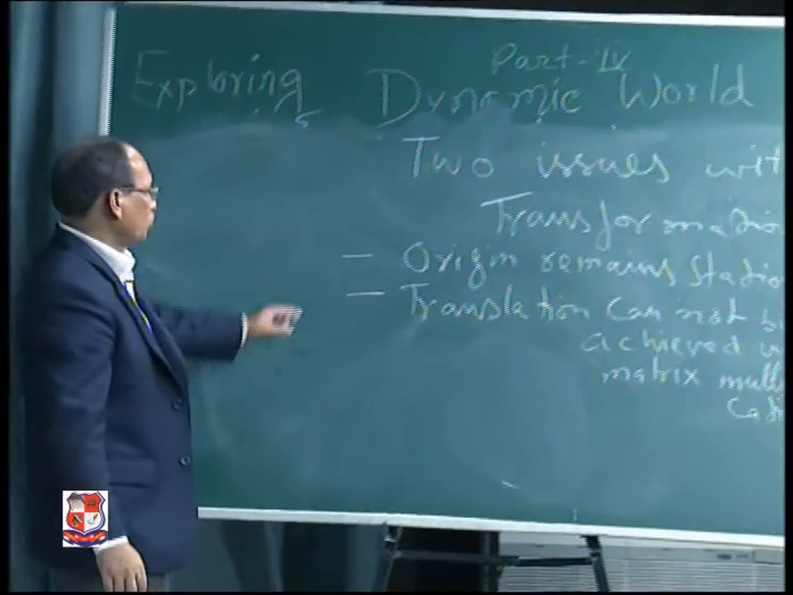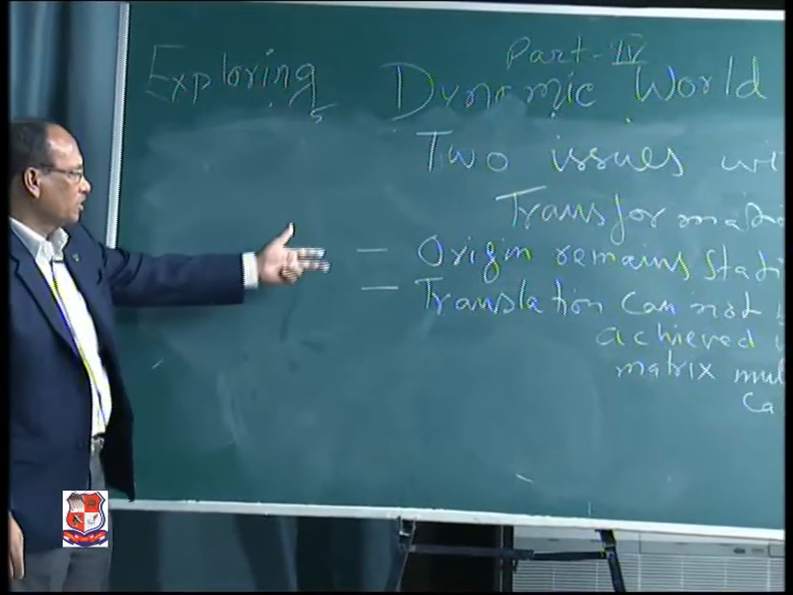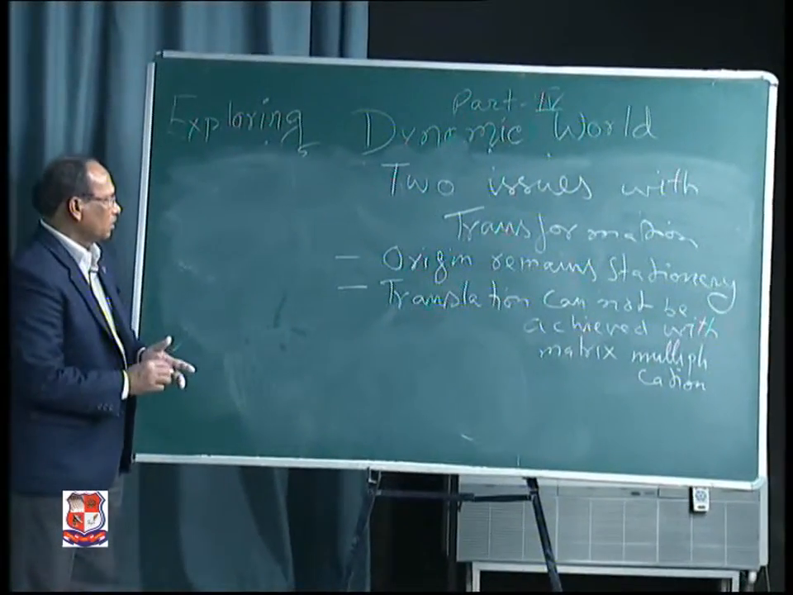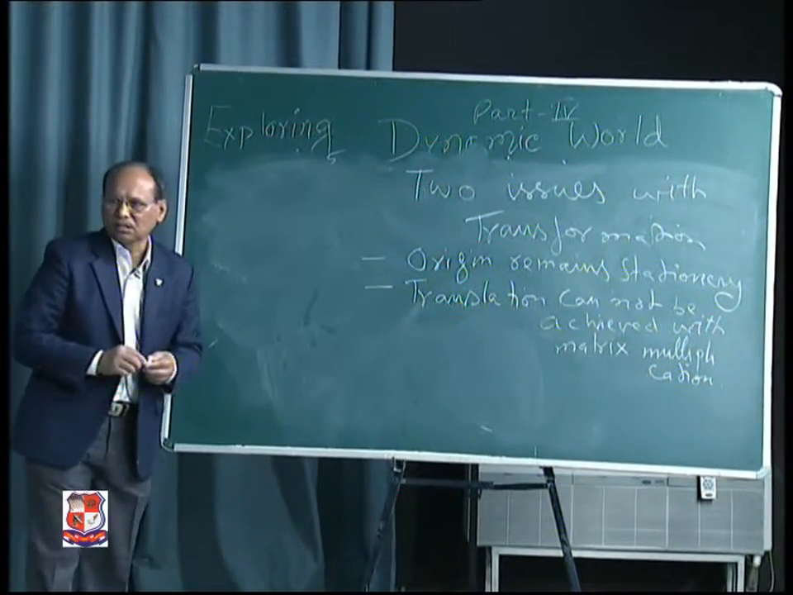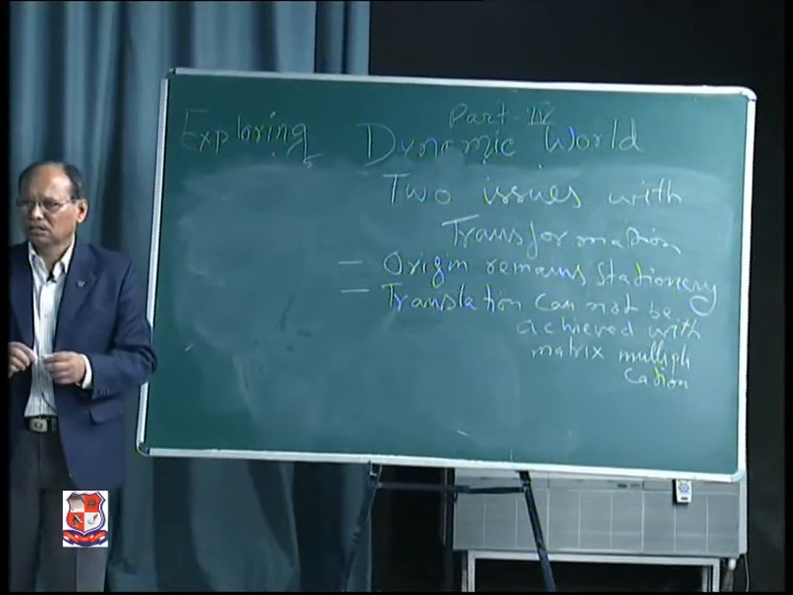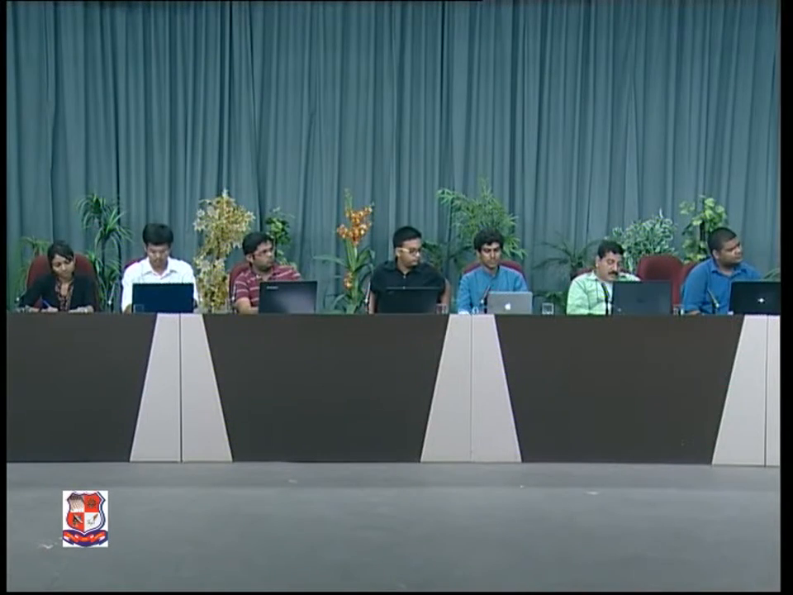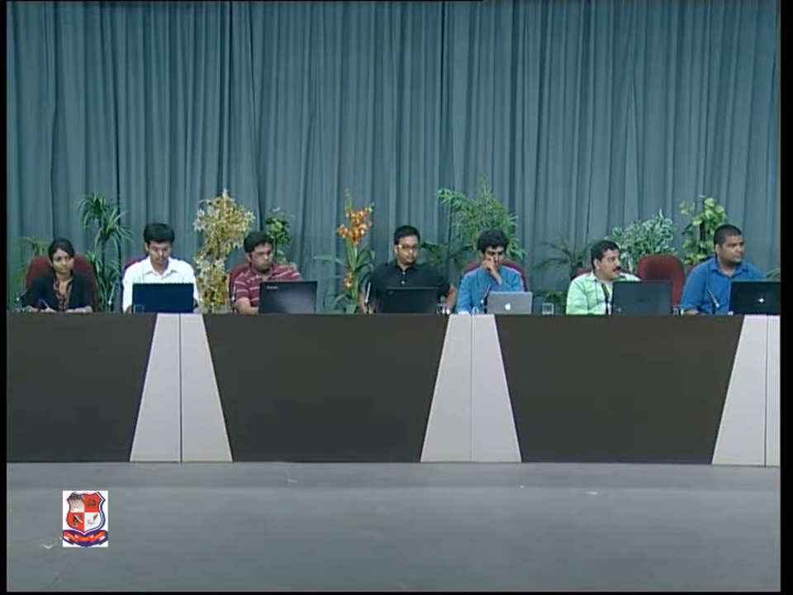So, the two issues have come: origin remains stationary and translation cannot be achieved through matrix multiplication. I want to do that by the 2 by 2 matrix multiplication. Is that what you are saying, that translation cannot be achieved by the 2 by 2 matrix multiplication? Yeah. Okay. That's what it is.